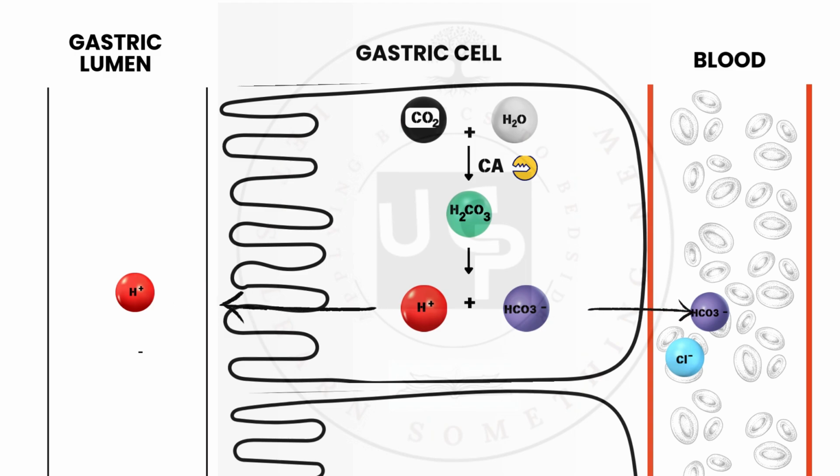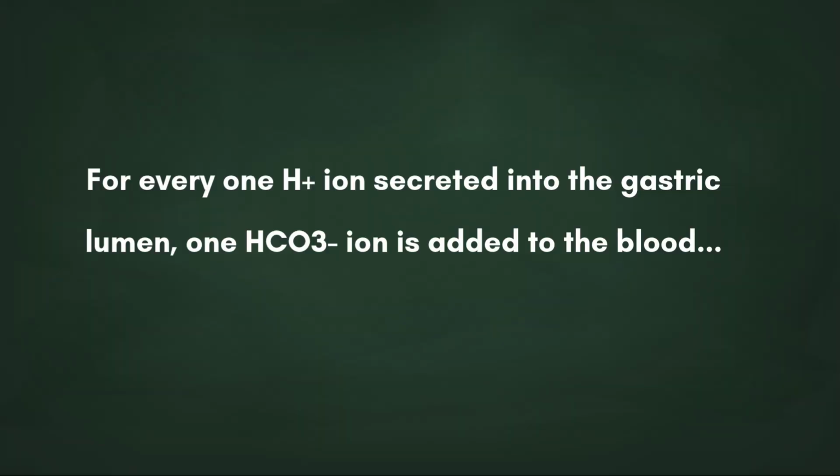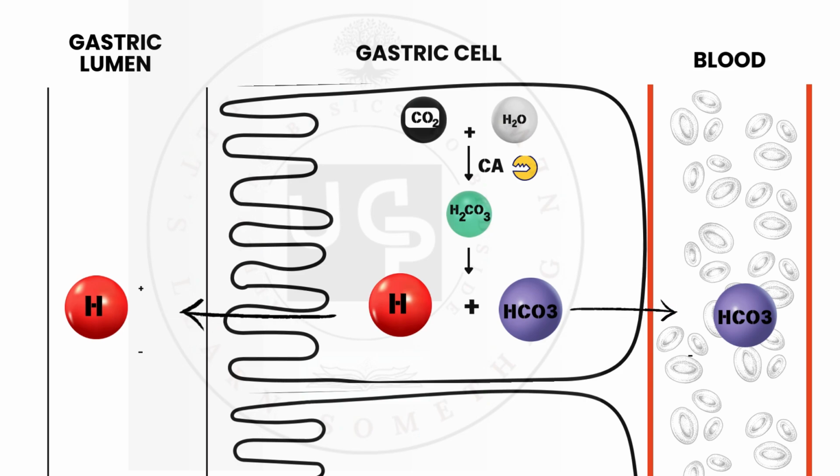Now, chloride also enters the gastric cell from the blood. This is in exchange for the bicarbonate ion that enters the blood. The chloride within the gastric cell is then secreted into the gastric lumen, forming the hydrochloric acid in the gastric lumen. This means that for every one molecule of H plus that is secreted into the lumen, one bicarbonate ion is added into the blood.